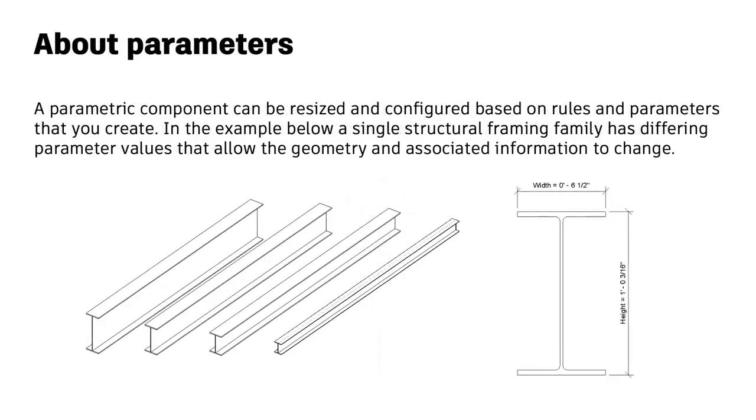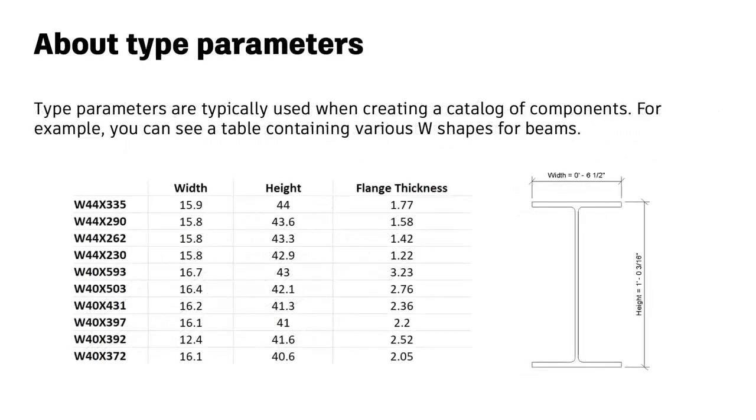A parametric component can resize and be configured based on a set of rules and parameters that you create. In the example below, a single structural framing family has different parameter values that allow the geometry and associated information to change. Type parameters are used when a series of components needs to be created, such as the W-shaped beams. Here you have one family with numerous types that the user can select and load into a project.